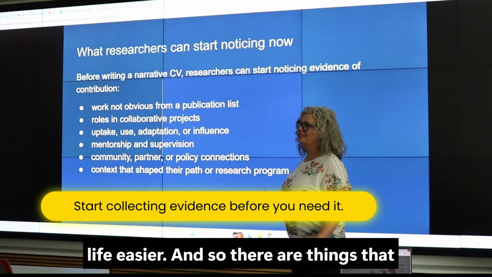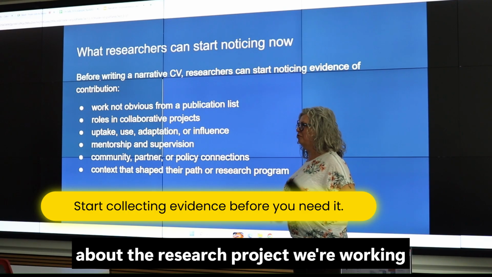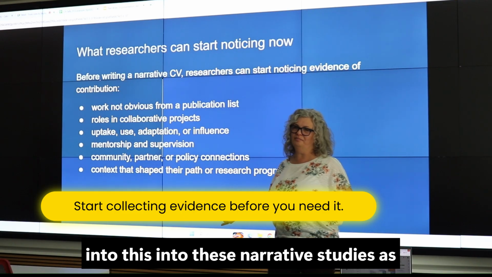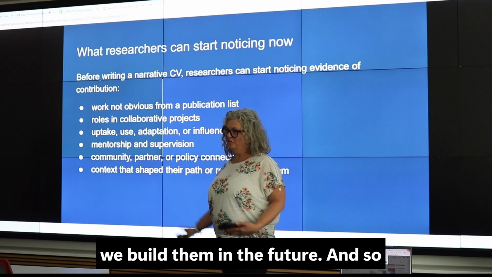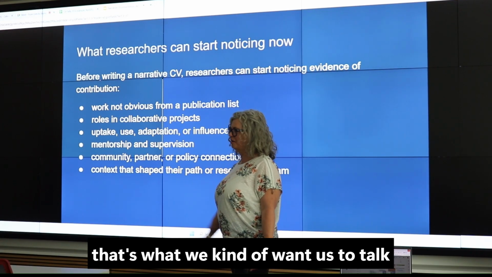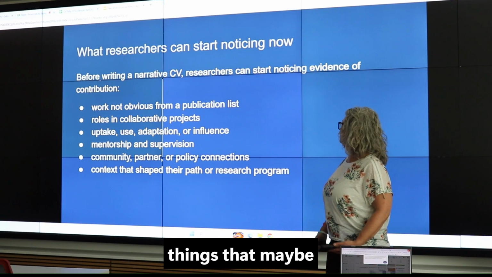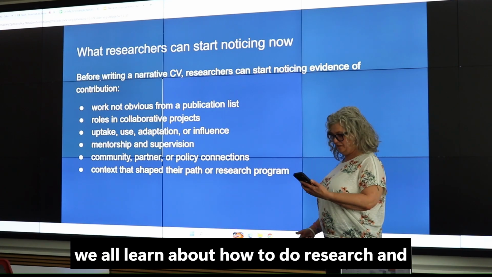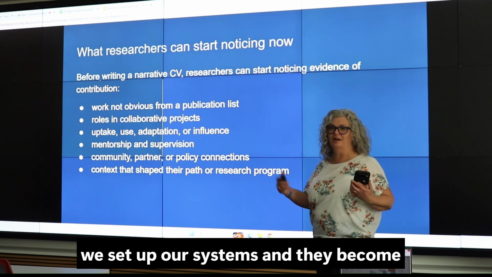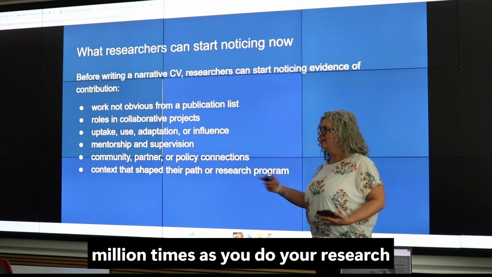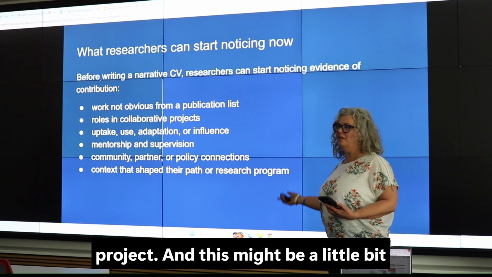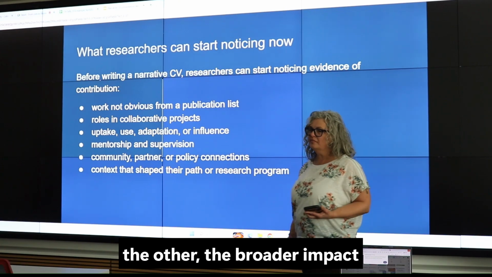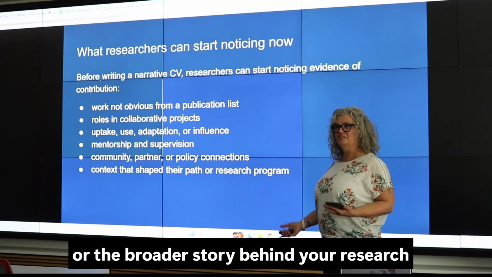And so there are things that we could start tracking and thinking about for research projects that we're working on right now, that we can then use to feed into these narrative CVs as we build them in the future. That's really what we wanted to talk about today, some of those practical things. We all learn how to do research and set up our systems, and they become easy for us because we've done them a million times. As you do your research project, this might be a little bit different: trying to track some of the broader impact, or the broader story behind your research, as you go.